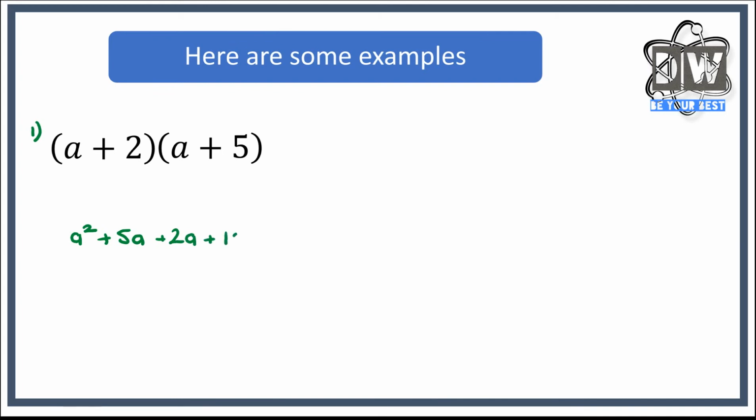Then we're going to collect the like terms. So we can see there that we've got 5 apples plus 2 apples, which gives us 7 apples. We've got a squared and we've got 10. Okay, we collect all the like terms and we should get a squared plus 7a plus 10.